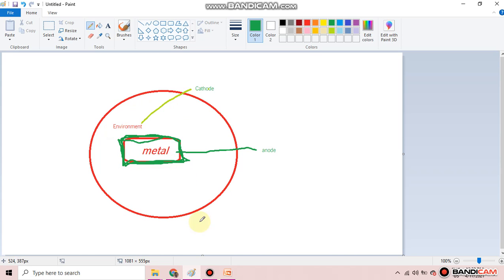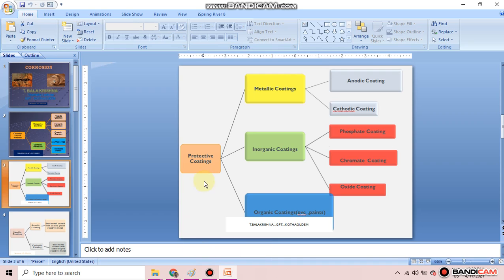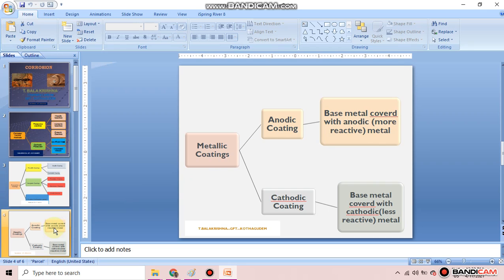This protective coating is further classified into three types: metallic coating, inorganic coating, and organic coating. First, we discuss the metallic coating. The metallic coating is further divided into two types: anodic coating and cathodic coating.